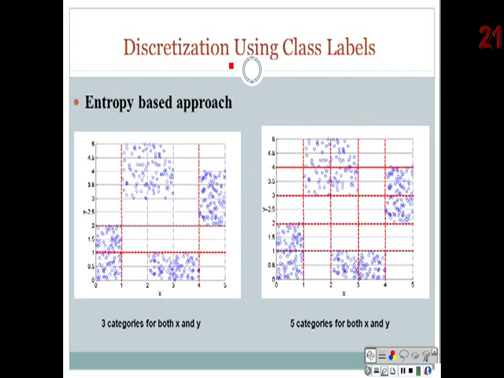The concept of discretization is a very, very important concept, so please try to read this information. It is in chapter 2, on page 62 actually, and 63 in more detail. There is a concept about the entropy-based approach. Entropy is the opposite of purity.